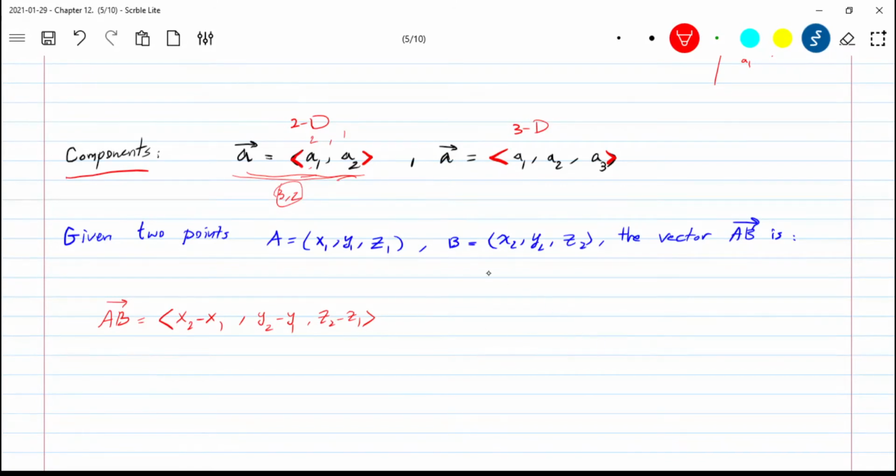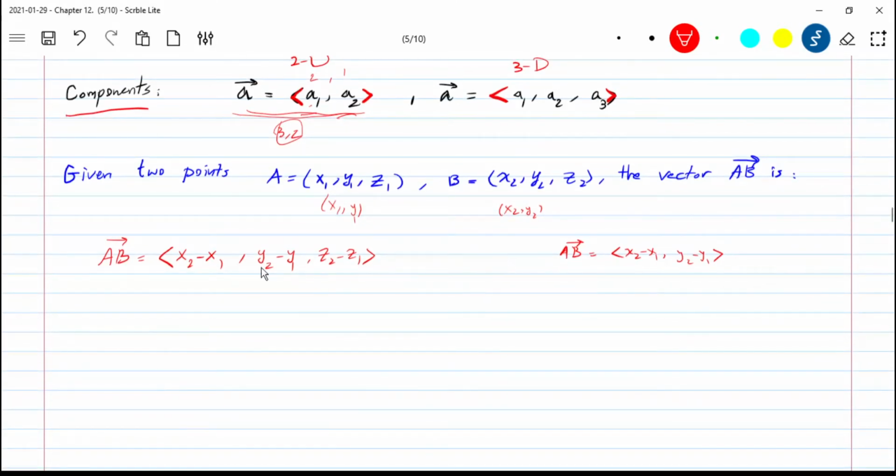In 2 dimensions, the initial would be x1 and y1, and the terminal would be x2 and y2. So you find AB in that case to be x2 minus x1 and y2 minus y1. Again, this is not parentheses. So the components of the vector will basically give you these lengths along each direction. Okay, this is the vector AB.